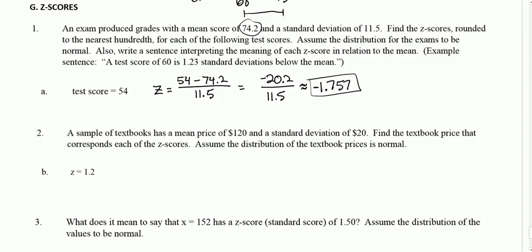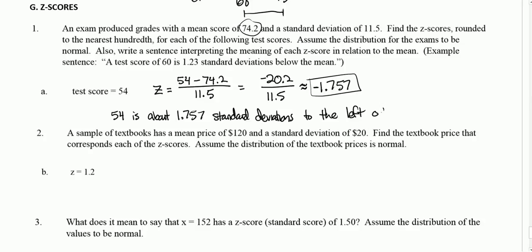And then lastly, we need to write a sentence for what this means. So this means that 54 is about 1.757 standard deviations to the, because it's negative, we're going to say to the left of the mean. If it was positive, we'd say to the right of the mean.